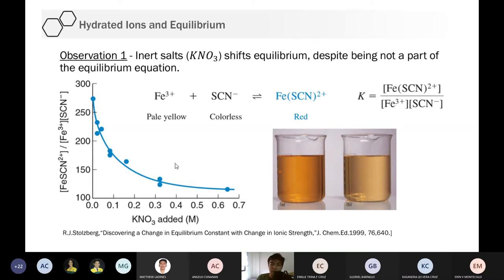So, that had the analytical chemist thinking, why? Bakit daw kaya ganun, no? Na may potassium nitrate ka, wala naman yun sa equilibrium equation, pero bakit siya nag-shift, no? In this graph, nagbabago siya, bumababa yung equilibrium constant. Nagtataka sila, no? Bakit kaya? Okay? So, yun yung sasagutin natin ngayon. Bakit kaya, kapag naglagay tayo ng inert salts, the equilibrium seems to be affected, kahit wala siya sa equation?